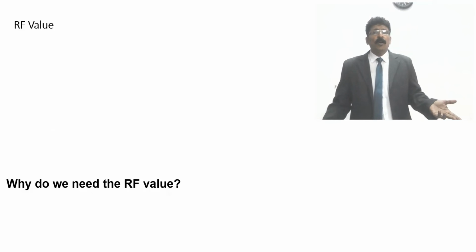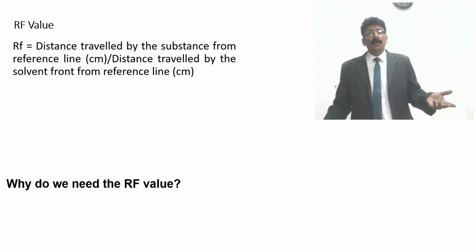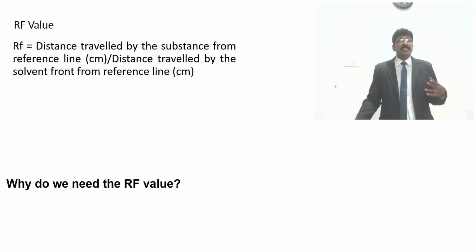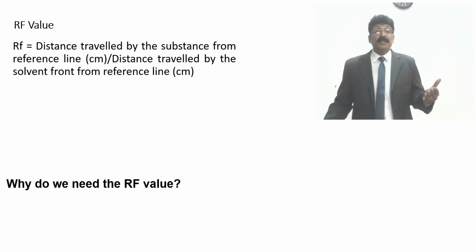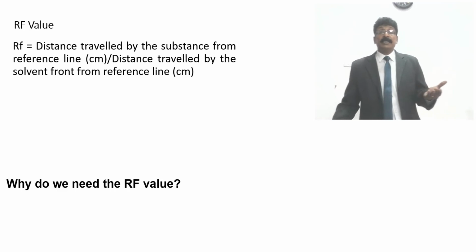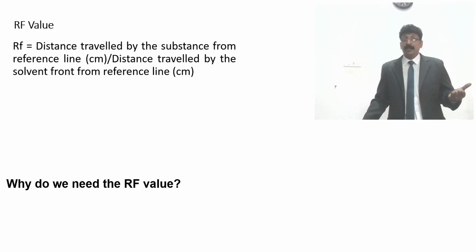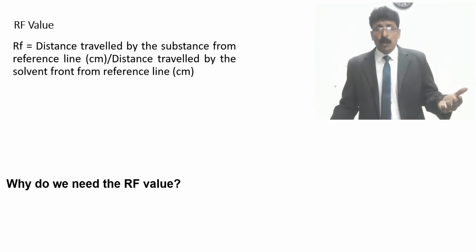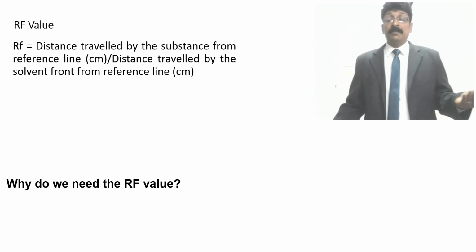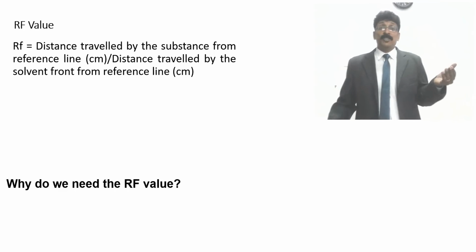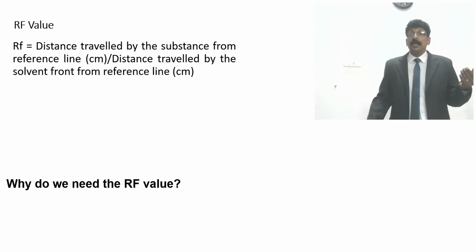So, the RF value, and I also asked the question why we need the RF value. The RF value is the distance traveled by the substance from the reference line or the baseline, in centimeters, divided by the distance traveled by the solvent front from the reference line, in centimeters. That is, you should calculate it in centimeters. Usually the RF value will be below 1 because the denominator will always be higher, since it is taken as the solvent front, the maximum distance of the solvent which you used. Usually the sample will move less than the solvent front.